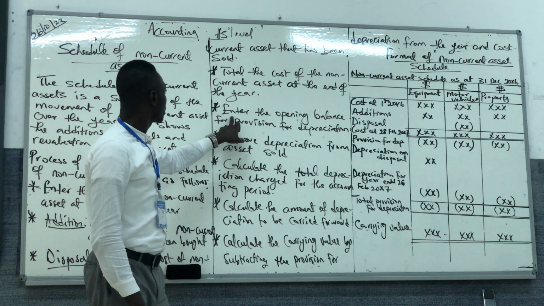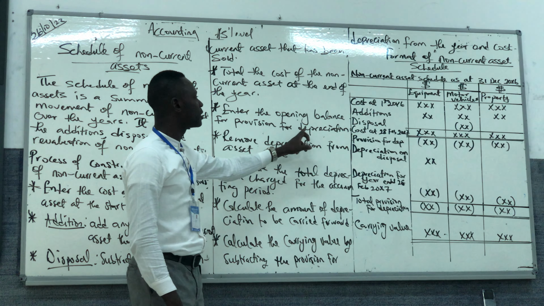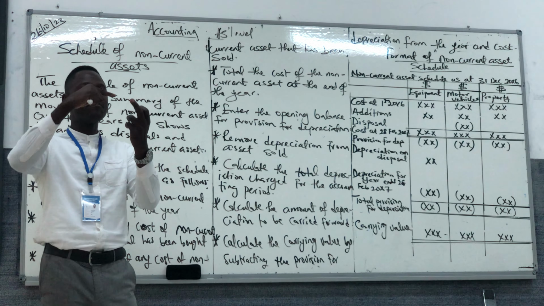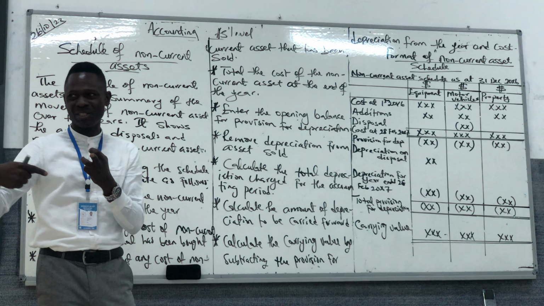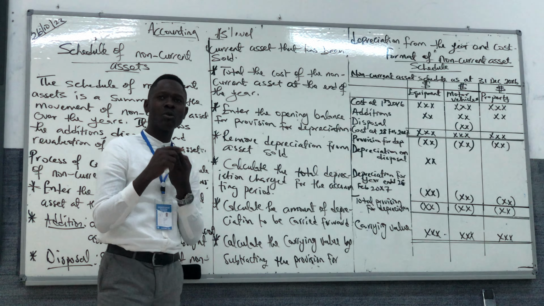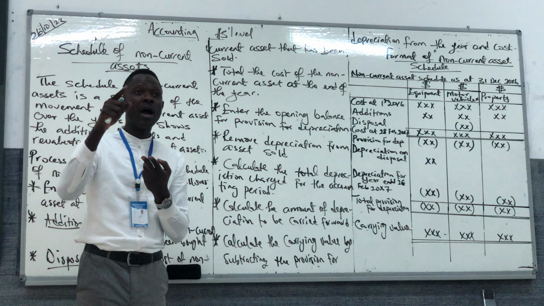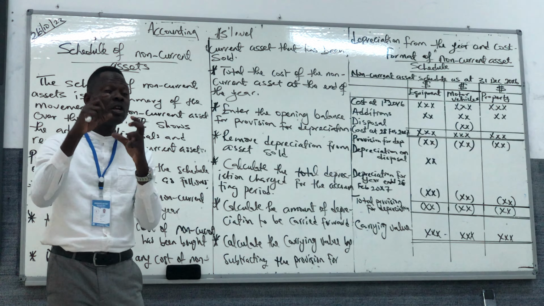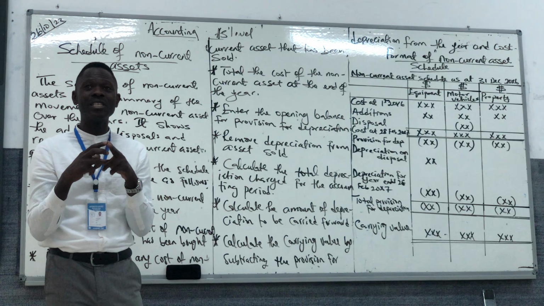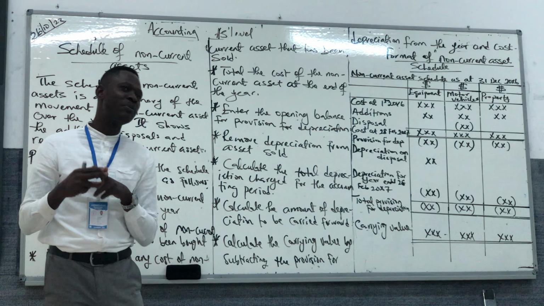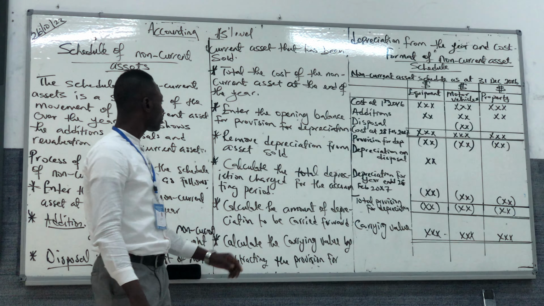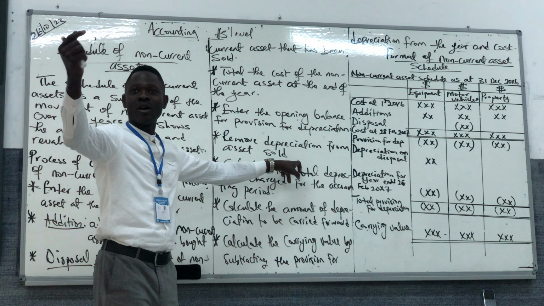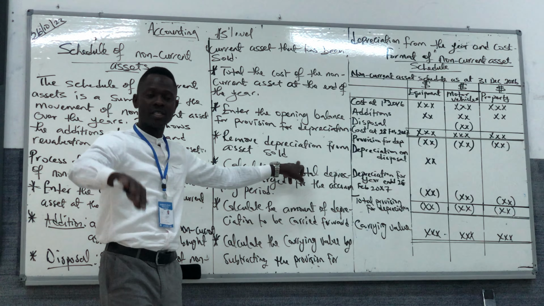The fifth one, enter the opening balance for provision for depreciation. For each asset, you have provision for depreciation. So if you have motor vehicle, it's going to have its provision for depreciation. If you have equipment, it's going to have provision for depreciation. If you have property, it's going to have provision for depreciation. The only asset that's not going to have provision for depreciation is land. Land does not depreciate, rather it appreciates. Remove depreciation from the asset sold. The asset you are selling, you have to take away the depreciation because it's gone already.